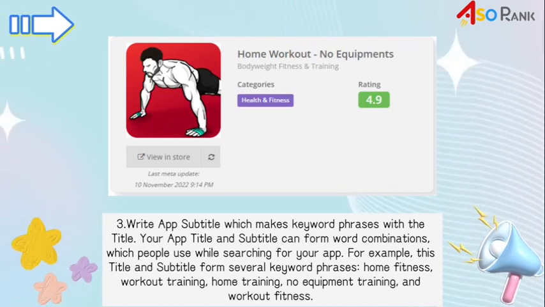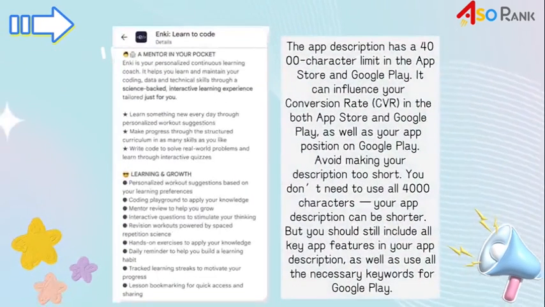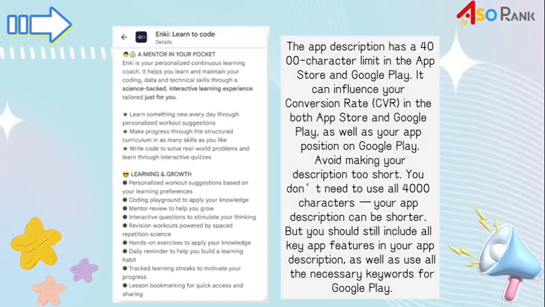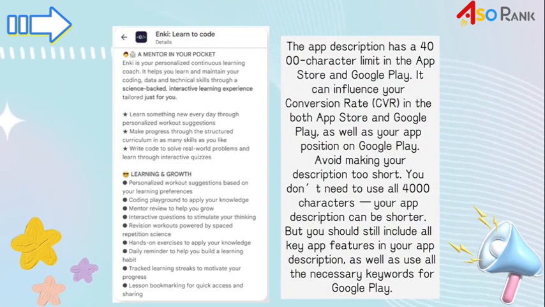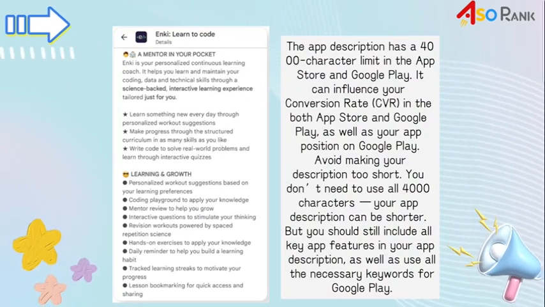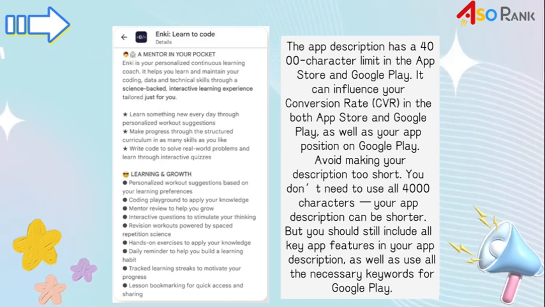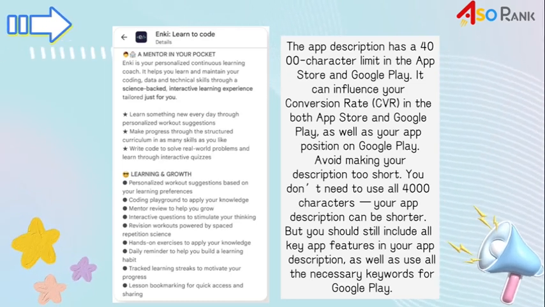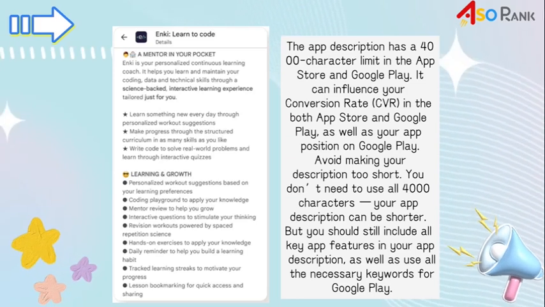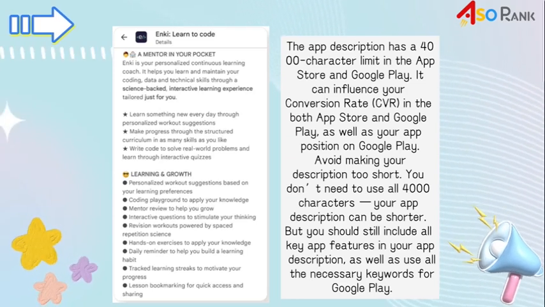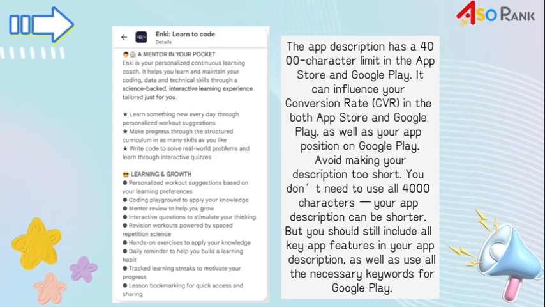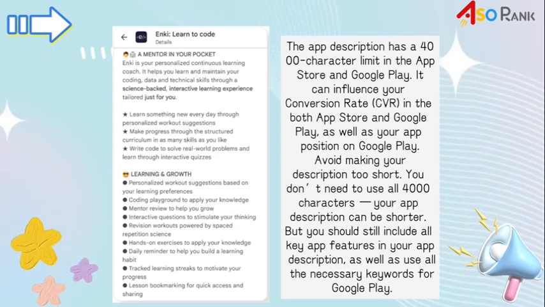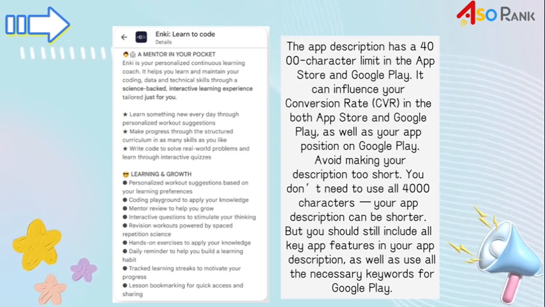App description. The app description has a 4,000 character limit in the App Store and Google Play. It can influence your conversion rate in both the App Store and Google Play, as well as your app position on Google Play. Avoid making your description too short. You don't need to use all 4,000 characters. Your app description can be shorter, but you should still include all key app features in your app description, as well as use all the necessary keywords for Google Play.